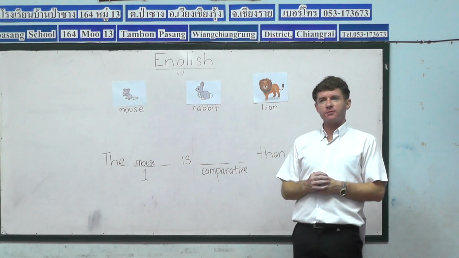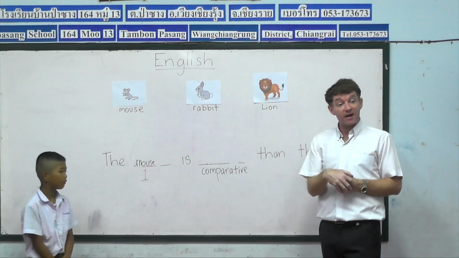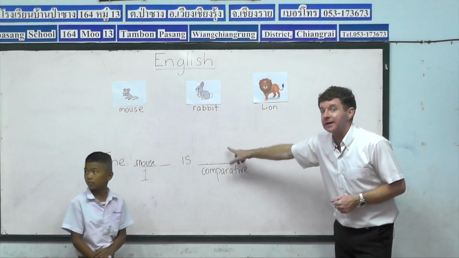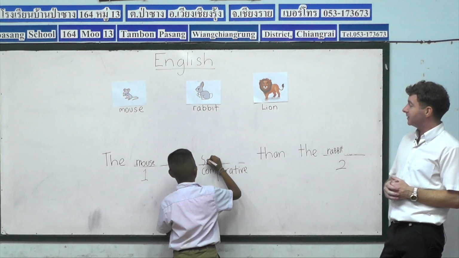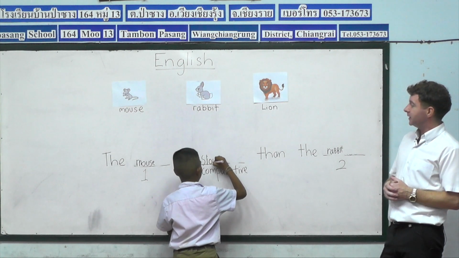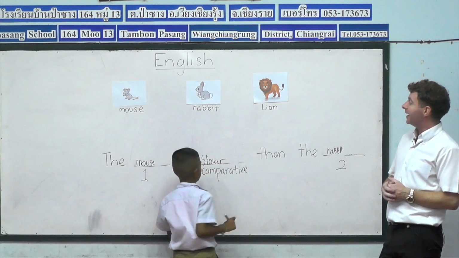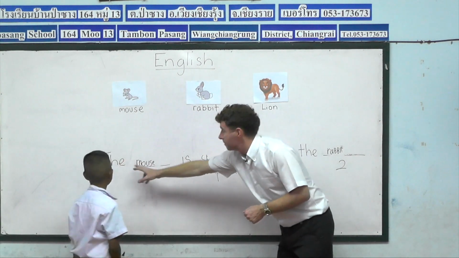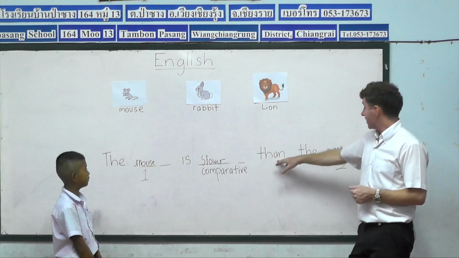Is the mouse faster than the rabbit? No. So what's the opposite of fast? Slow. Slow. So can we turn slow into our comparative? S, L, O, W, E, R. Excellent. So we can say together, Pat, can you say, the mouse is slower than the rabbit.